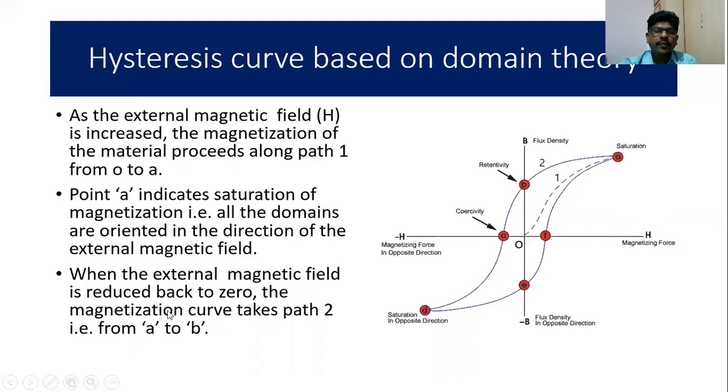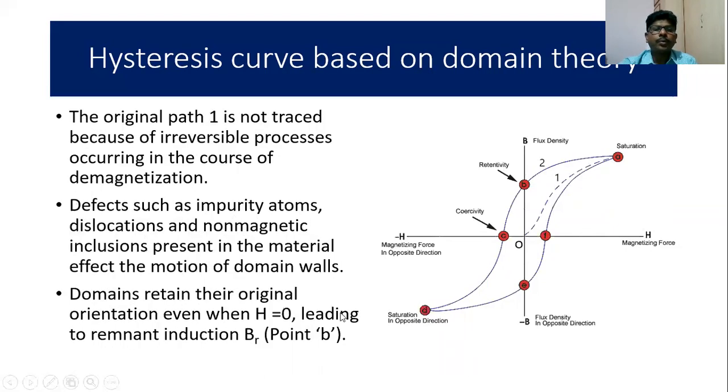When the external magnetic field is reduced back to 0, the magnetization curve takes path 2, that is from A to B. It does not come back from A to 0, but it takes another path, path 2 from A to B. The original path 1 is not traced because of irreversible processes occurring in the course of demagnetization. Defects such as impurity atoms, dislocations, and non-magnetic inclusions present in the materials affect the motion of domain walls.